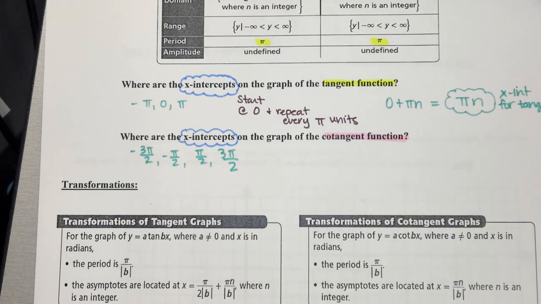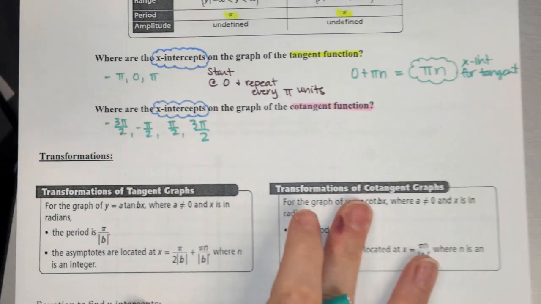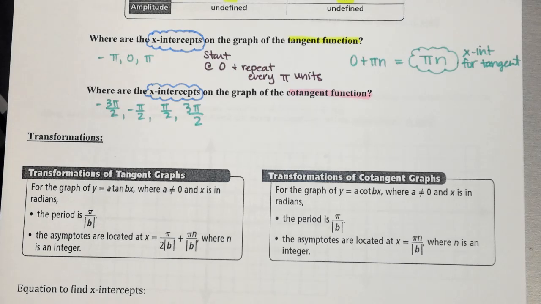Okay, so that was one thing that you guys had to do for your homework last night with the sine and the cosine. Some people did not label that. So I need you to make sure you're reading directions carefully. If it asks you to name the x-intercepts, then you need to come up with an equation. Okay?